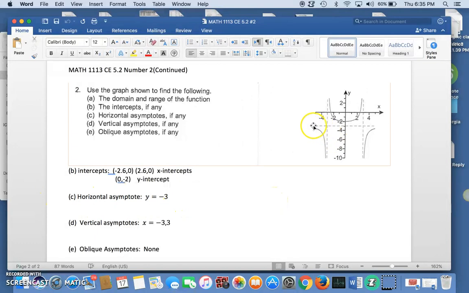Horizontal asymptote is that dotted imaginary line right there at y equals -3. The vertical asymptote at x equals -3, x equals +3. Those are your vertical asymptotes. And oblique asymptote is a slanted line. We don't see any slanted dotted lines, so the oblique asymptote is none.